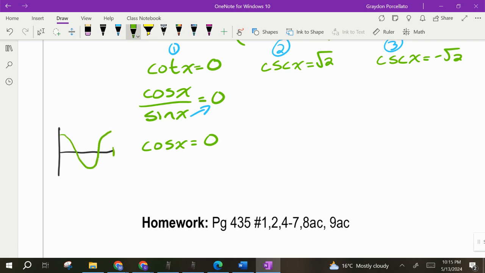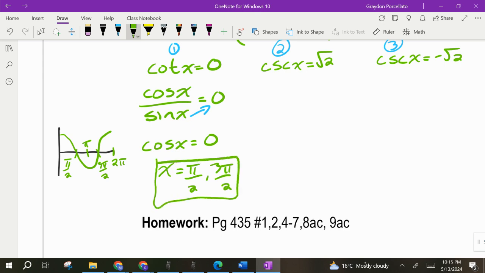And that's at, so here's this 2 pi. This is pi, this is pi over 2, and this is 3 pi over 2. So my solutions here are x equals pi over 2 and 3 pi over 2. Okay, that's my first set of solutions.